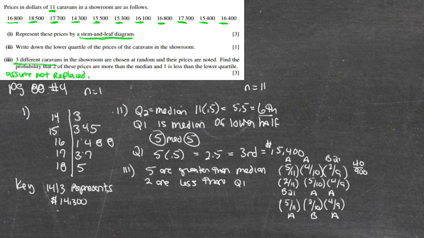So when I multiply them, I'm going to get 40 for the numerator in each of these situations and 990 for the denominator. So really, at the end of the day, what we're talking about is 40 over 990 times 3. And if I do that, what I'll end up with is 4 over 33, or 0.121 to three significant figures.